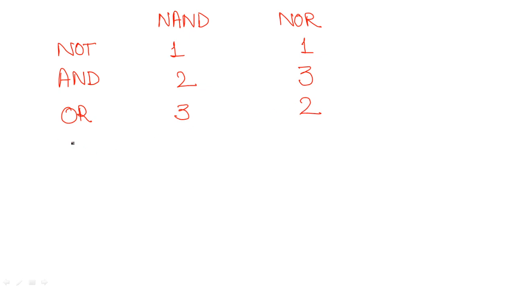Then what about the XOR gate? 4 NANDs you need to make one XOR gate. The minimum number of gates we are talking about here. And how many NOR are required? 5. What about the XNOR? For XNOR, how many NAND gates are required? 5. And how many NOR gates are required? 4. So 1, 2, 3, 4, 5.